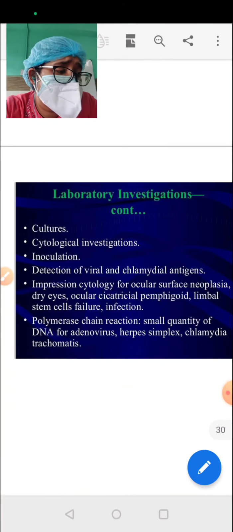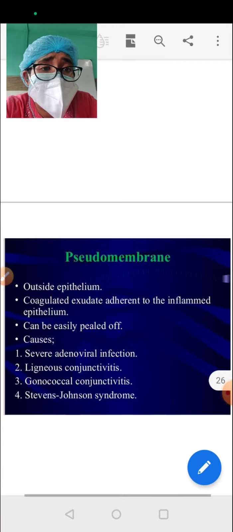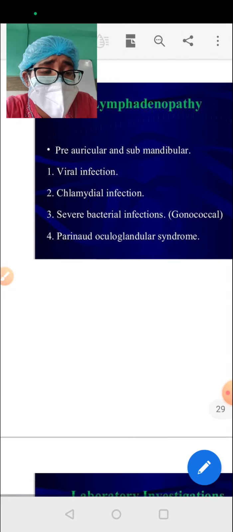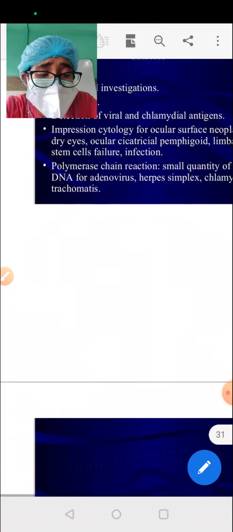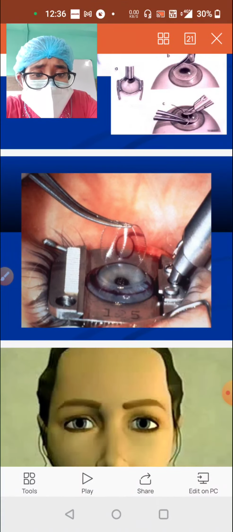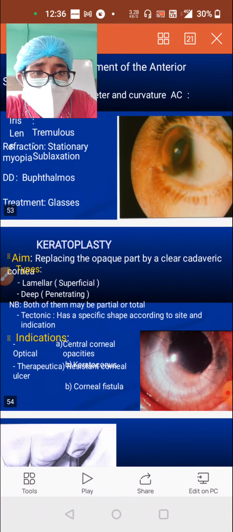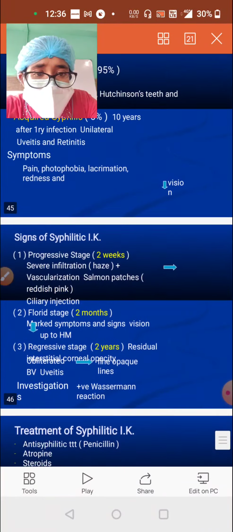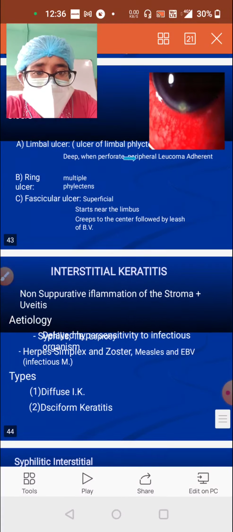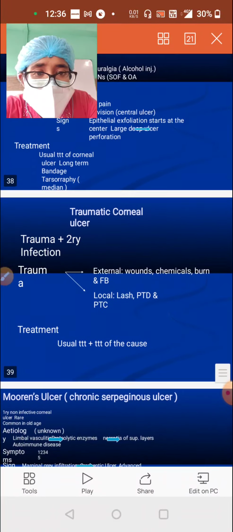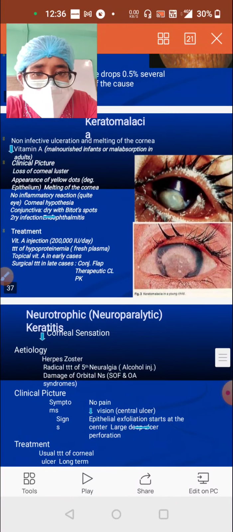One thing I forgot to tell you is the investigations performed in corneal ulcers, because that is also important. Let me see if I can give you the slide. You need to know the slide. I will go to the slide of the investigations performed in corneal ulcers.